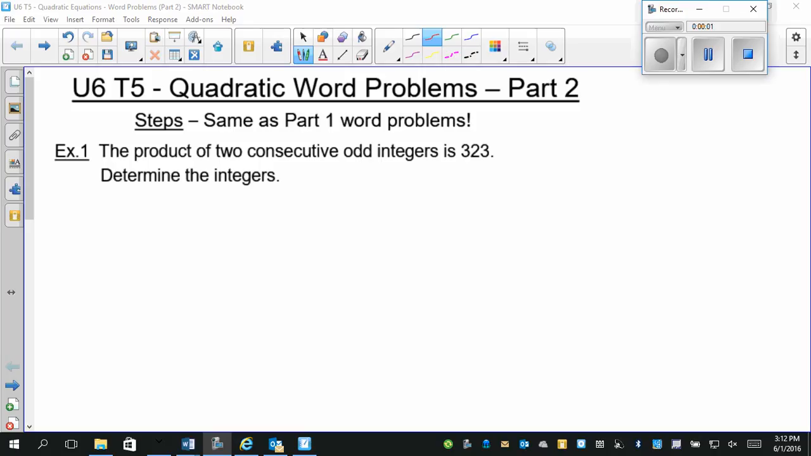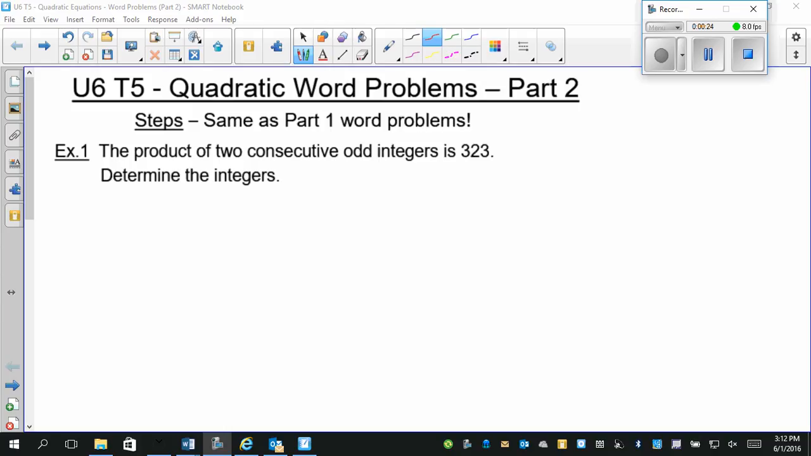Looking at quadratic word problems. The steps for these problems are going to be the same as they were for part one. So we're going to start with let statements, then create the equation, then solve the equation by factoring or using the quadratic formula, and then writing statements at the end that answer the question.